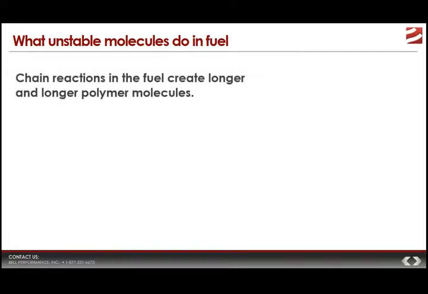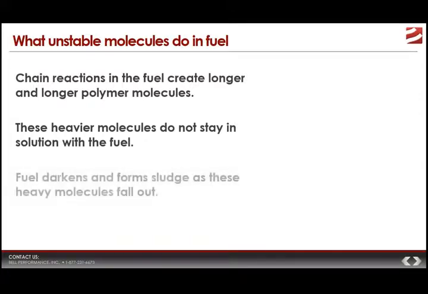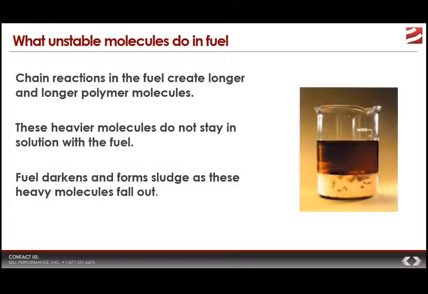Well, like we've been saying, they cause chain reactions in the fuel that create longer and longer polymer molecules. Eventually, these molecules get so big that they can't stay in solution, they can't stay dissolved in the fuel any longer. So when this happens, they start to fall out, and you start seeing a darkening of the fuel. You start seeing sludge formation as these molecules fall out of solution. So for fuel users that have this problem, what are they going to see from a practical standpoint? What is this going to do on a practical level? What are they going to see?